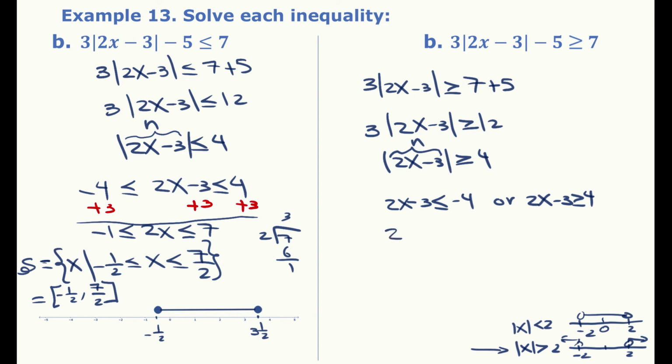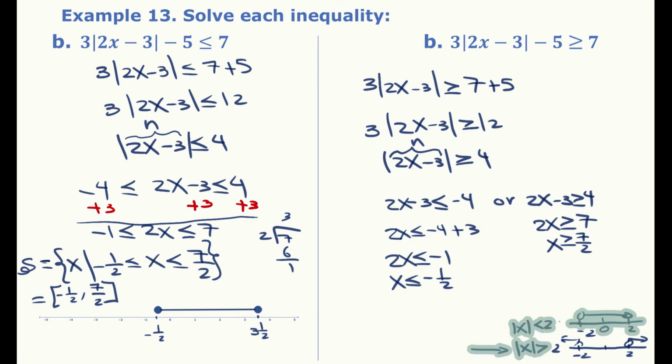So here we get 2x is less than or equal to negative 4 plus 3. So 2x is less than or equal to negative 1. So x is less than or equal to negative 1 half. For this one, we get 2x is greater than or equal to 7. So x is greater than or equal to 7 halves. And remember, those are separated by an or.